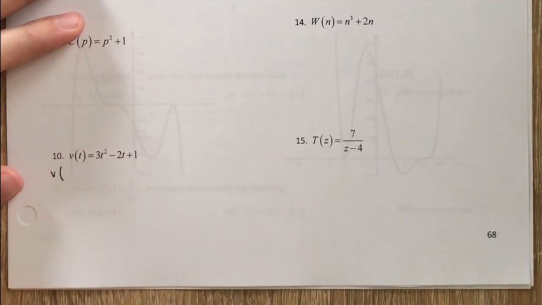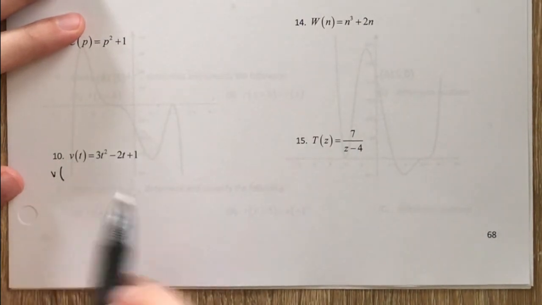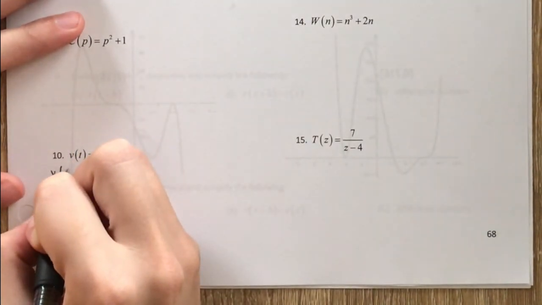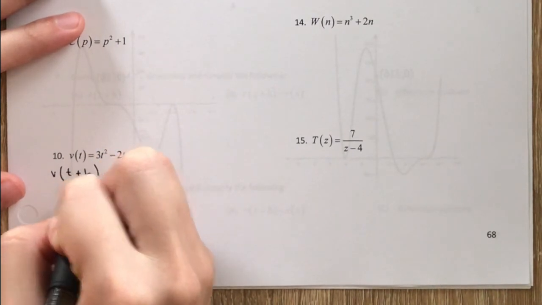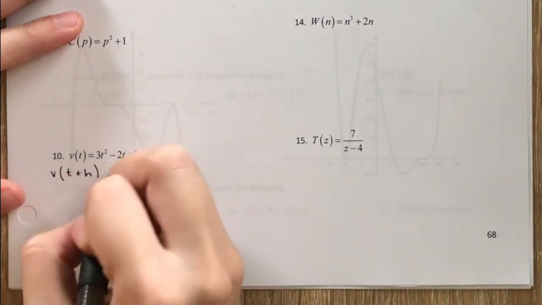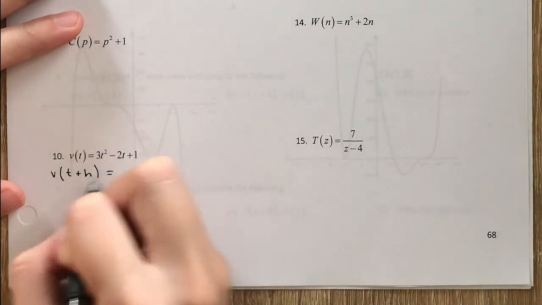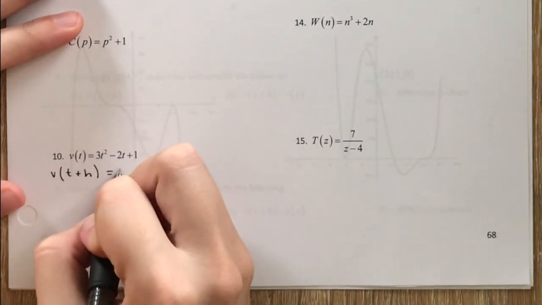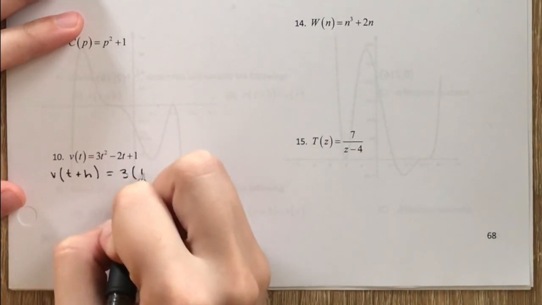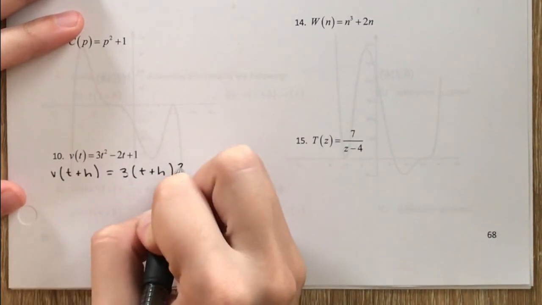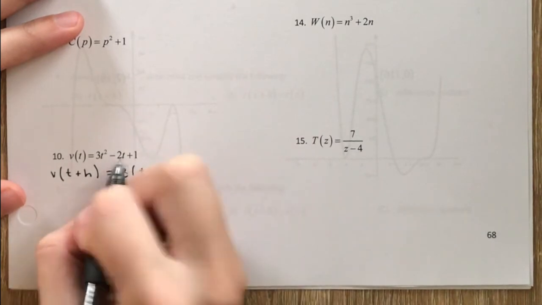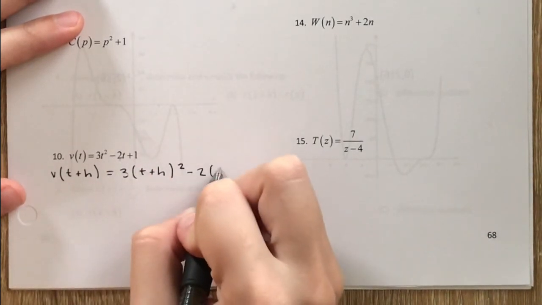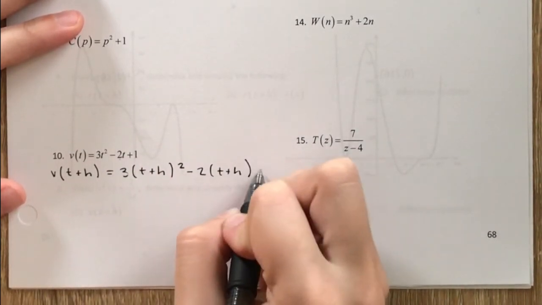So before, our first step was to find f of x plus h for the function f of x, but now we're working with v of t. So here we're going to find v of t plus h. Totally fine. So we plug in t plus h for t. We replace all the t's with t plus h. So we've got 3 times (t plus h) squared minus 2 times (t plus h) plus 1.